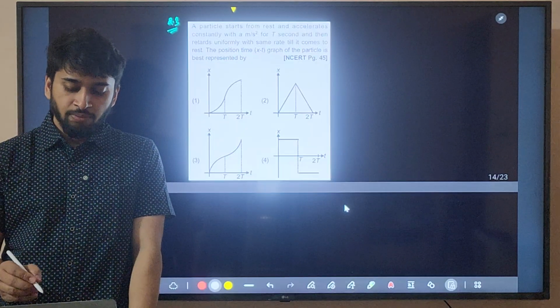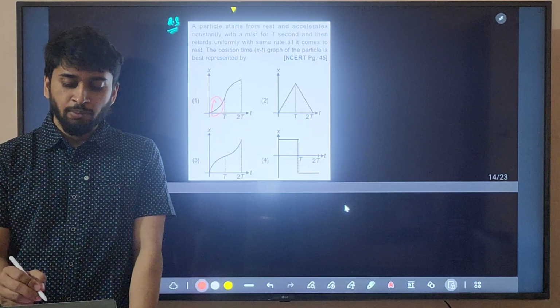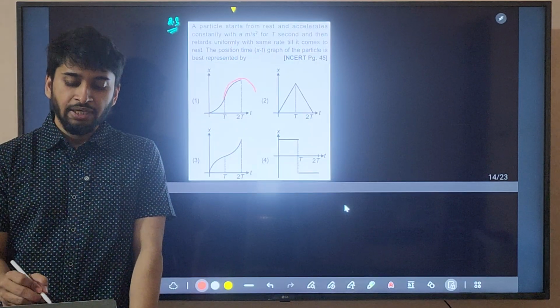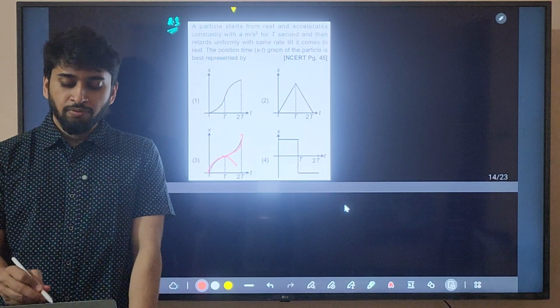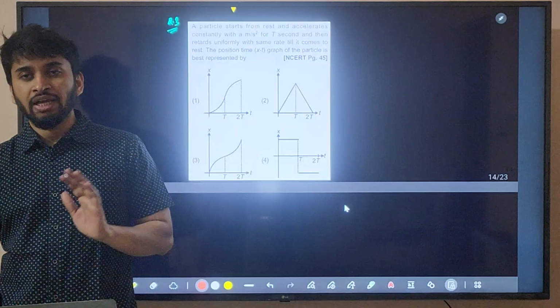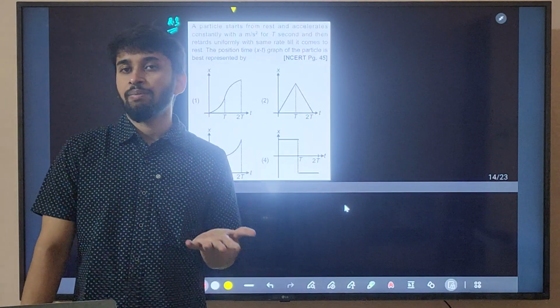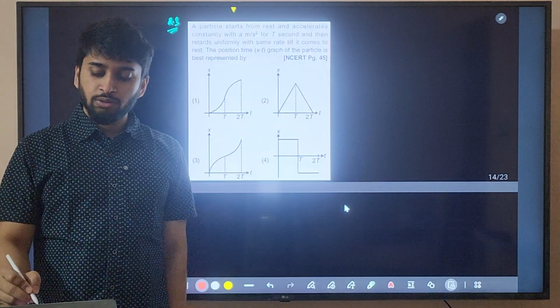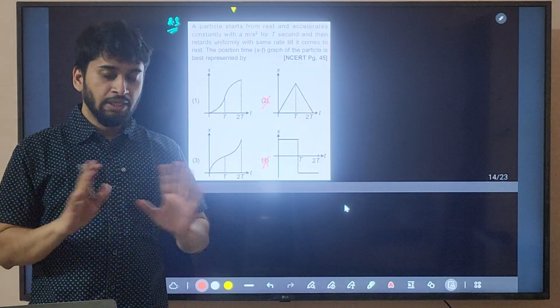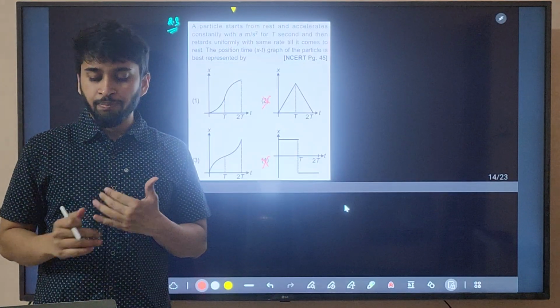So it's a simple one. You can see in this option it is an upward parabola, then this is a part of a downward parabola. Here it's the opposite. In the third option, first it is downward and then it is upward. For constant acceleration, the position time graph will be a curve. It will be a parabolic thing where the slope keeps on changing. So it will not be a straight line. So these two are not at all in consideration, right?